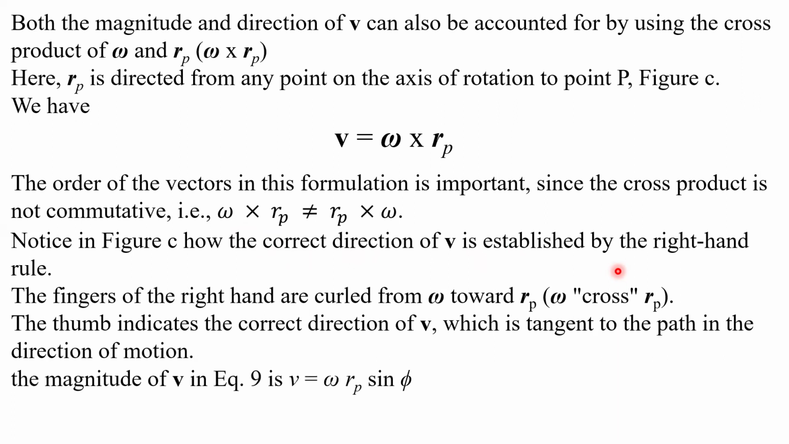The magnitude of V is equal to omega RP sine phi, where phi is the angle between the velocity vector and the position vector RP. So V is omega cross R.